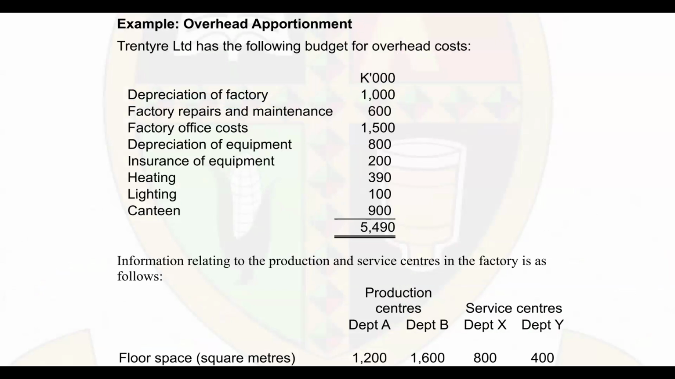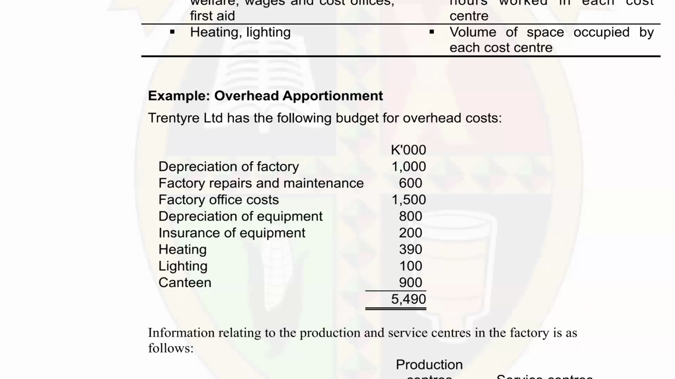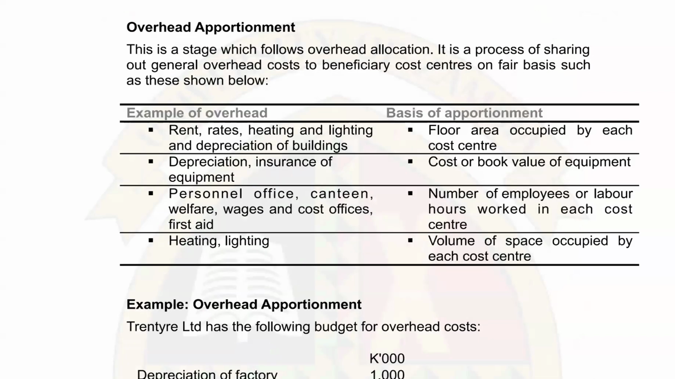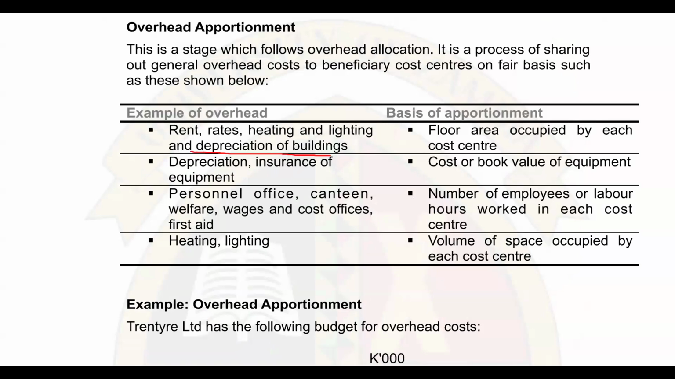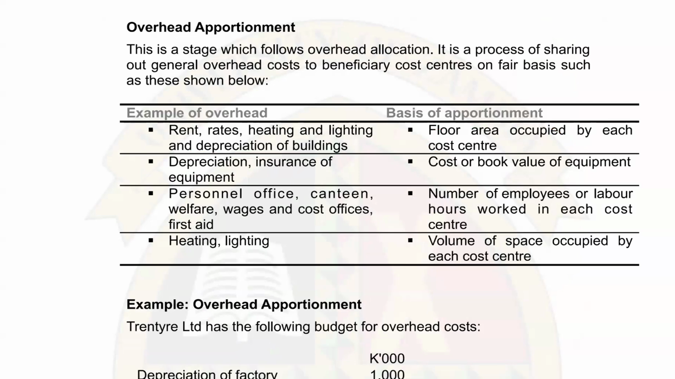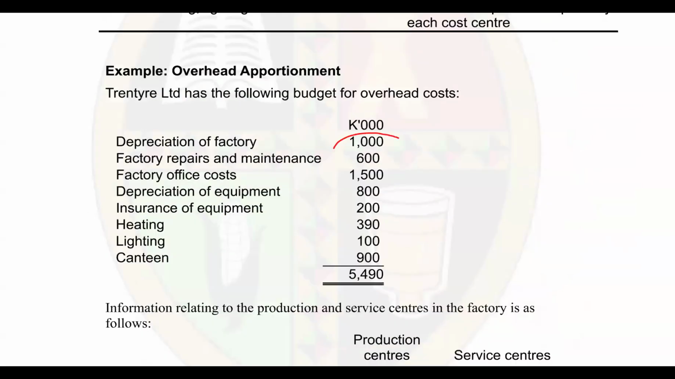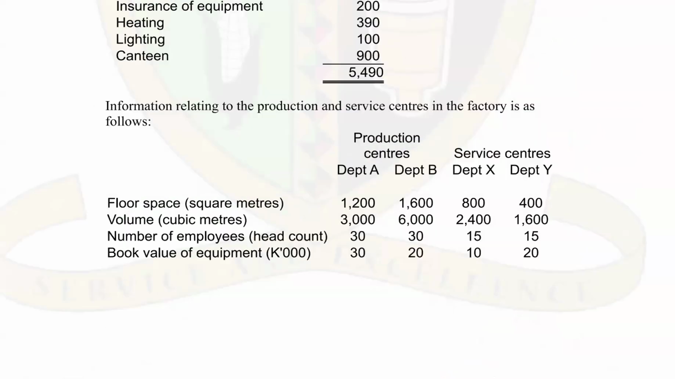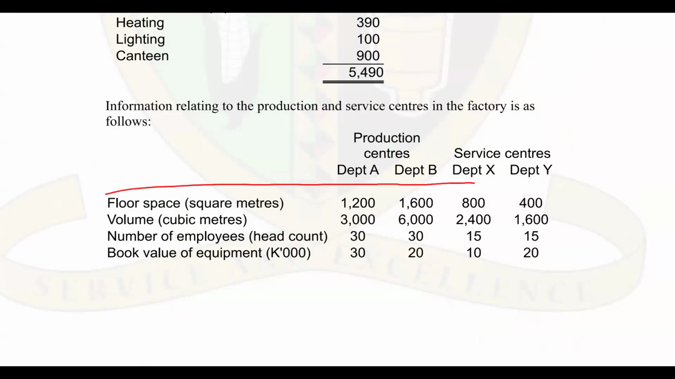So this is what we were talking about. For depreciation of buildings, you use the floor area space. So we would allocate this amount based on the area space occupied by the departments. Look at the departments that we have. We have 4 departments: A, B, X, Y. We want to know how much will go to A.